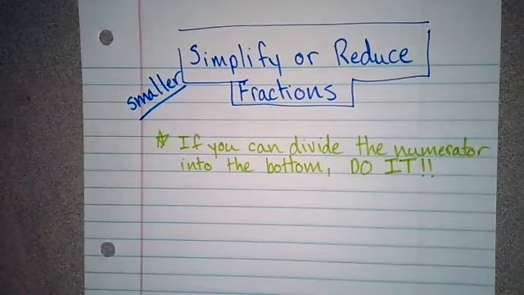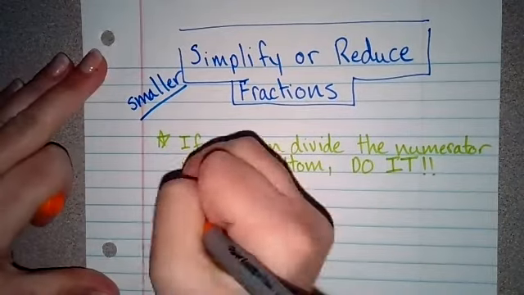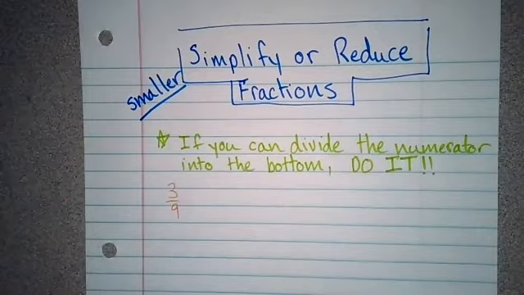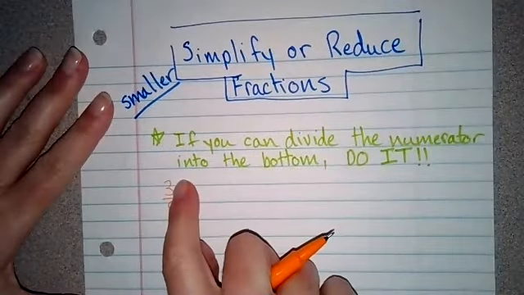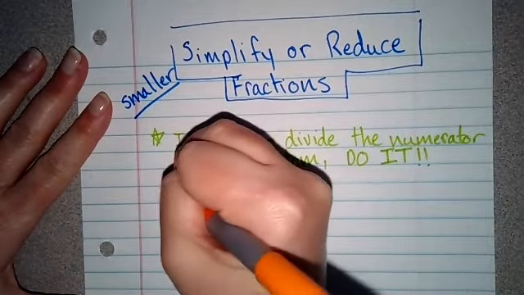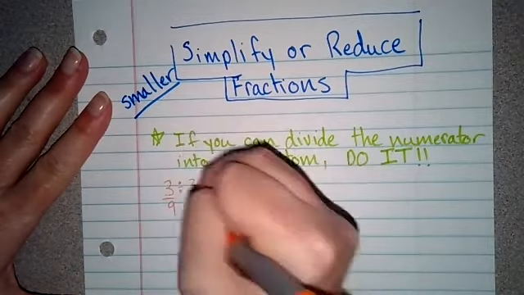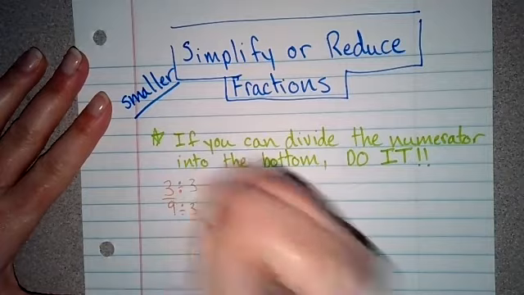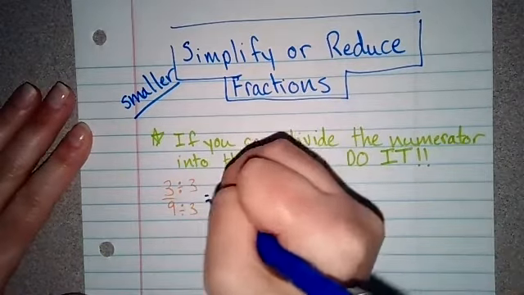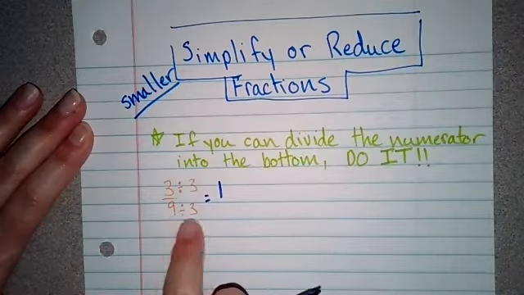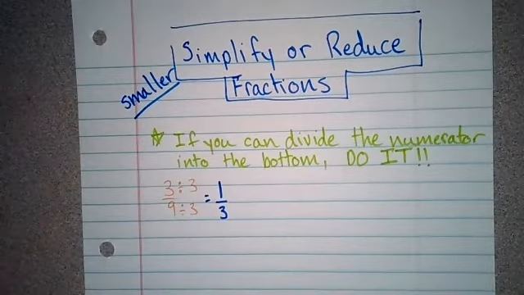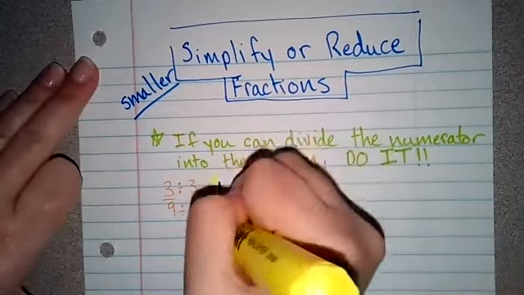And I'm going to give you some examples. So for example, if you've got 3/9, okay, so I can divide 3 into 9. So I know that if I divide 3 by 3 and 9 by 3, I am going to be done. So 3 divided by 3 is 1. 9 divided by 3 is 3. And the simplified version of that fraction is 1/3.